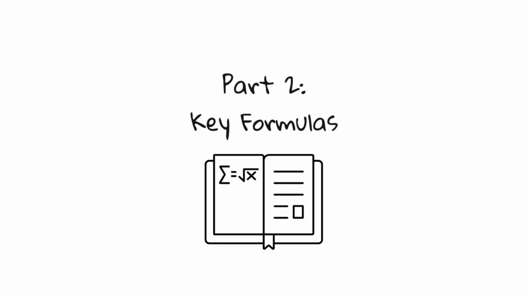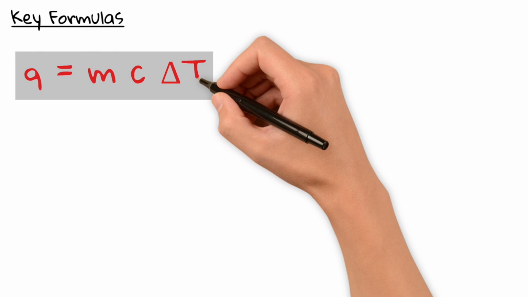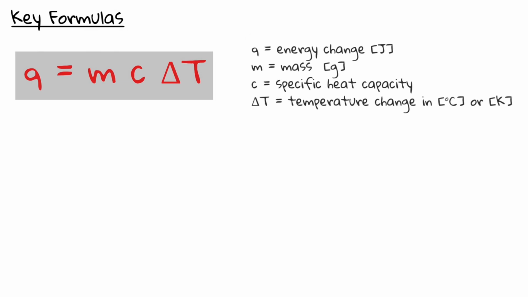That's where the formula comes in. The magic equation is Q equals mc delta T, where Q is the heat energy change in joules, m is the mass of the substance that changes temperature, usually water or a solution, c is the specific heat capacity, a measurement of how much energy it takes to heat 1 gram of a substance by 1 degree Celsius, and delta T is the temperature change in degrees Celsius or Kelvin.